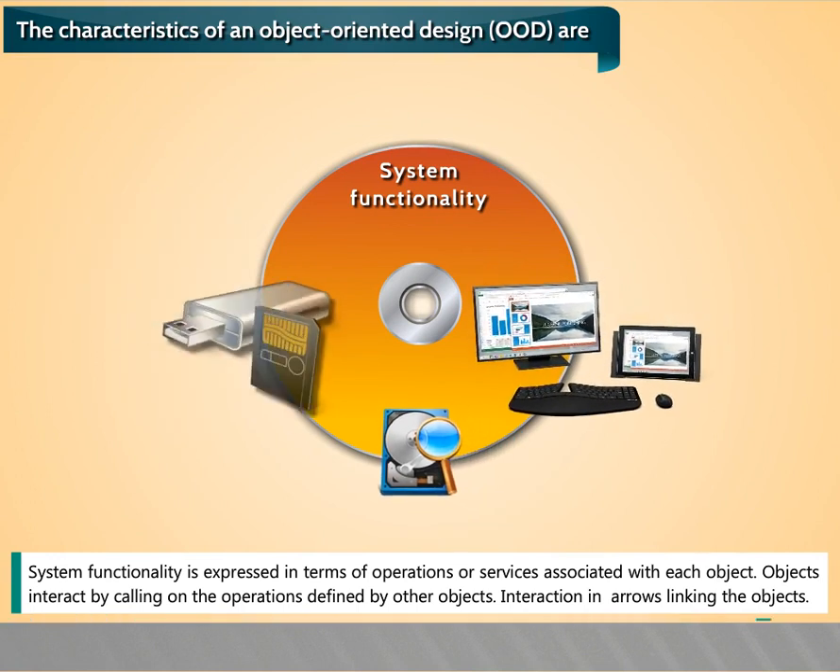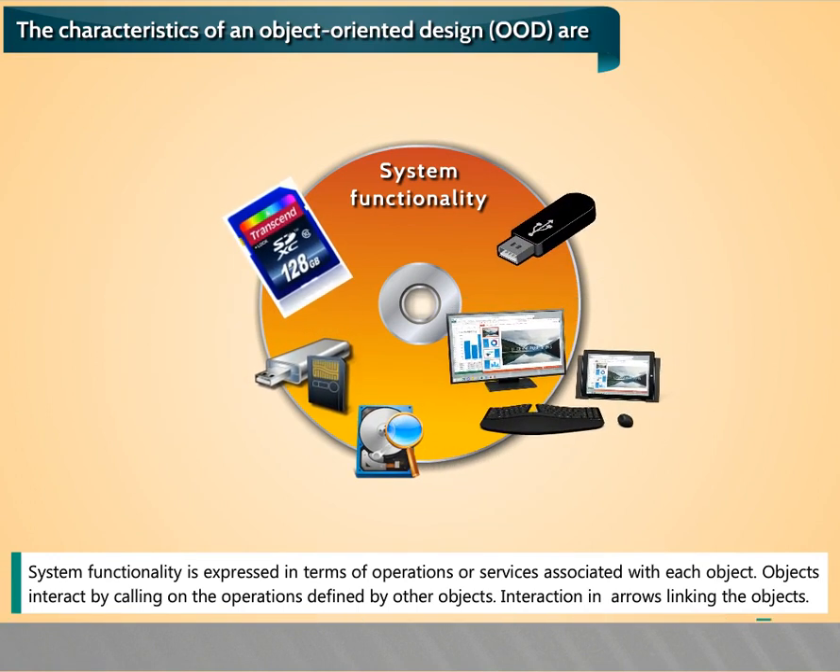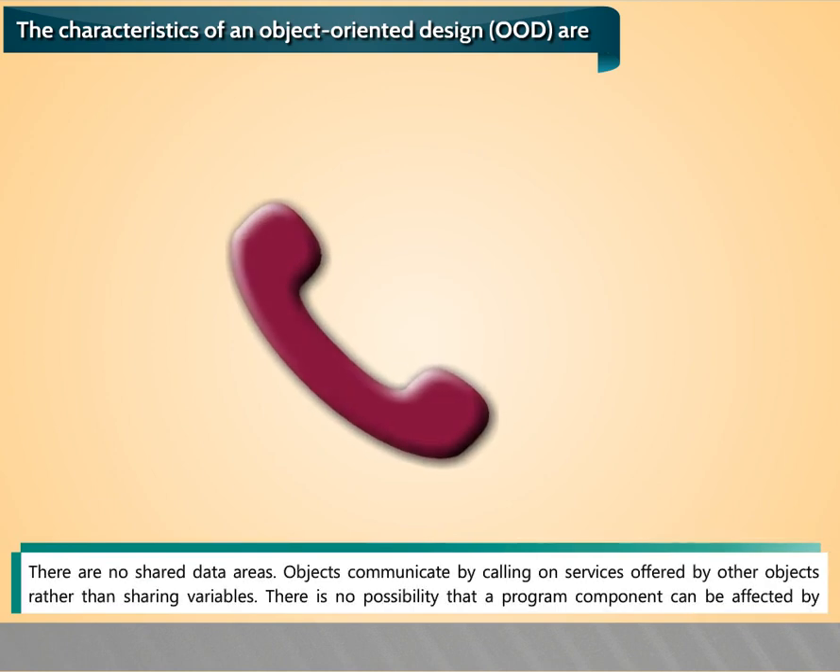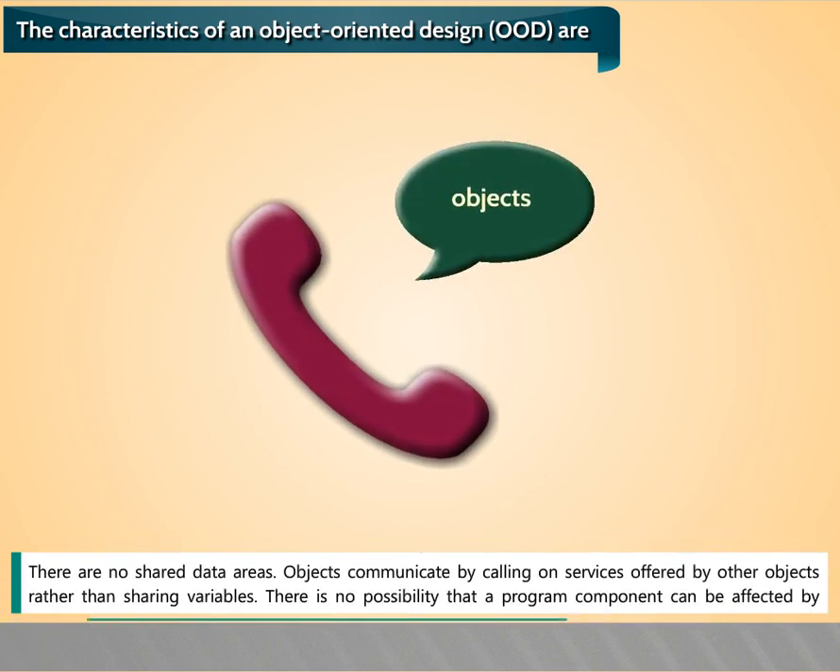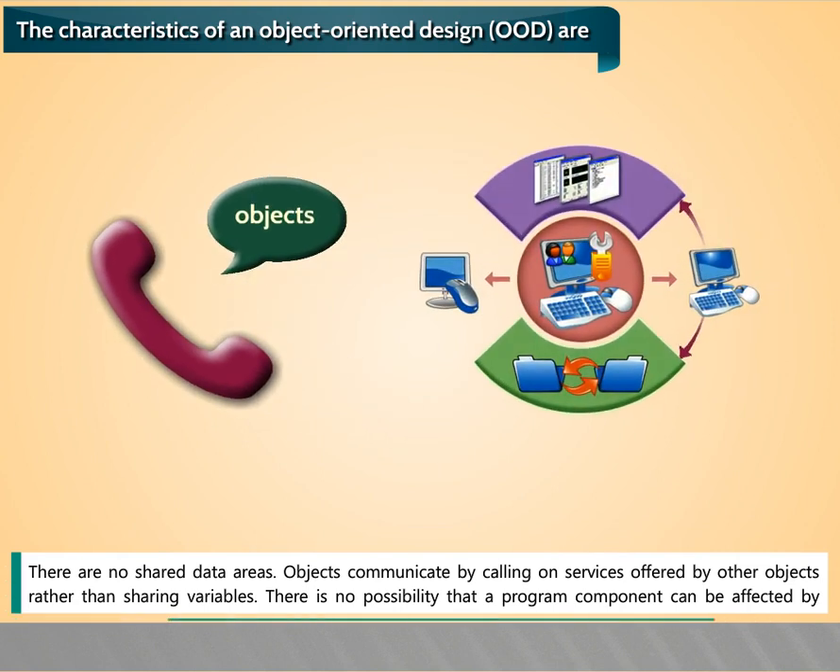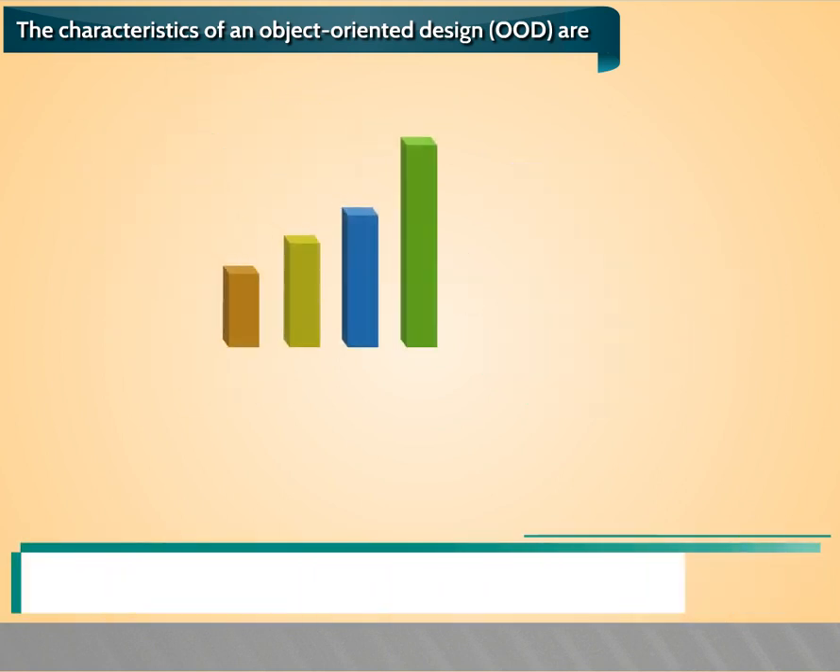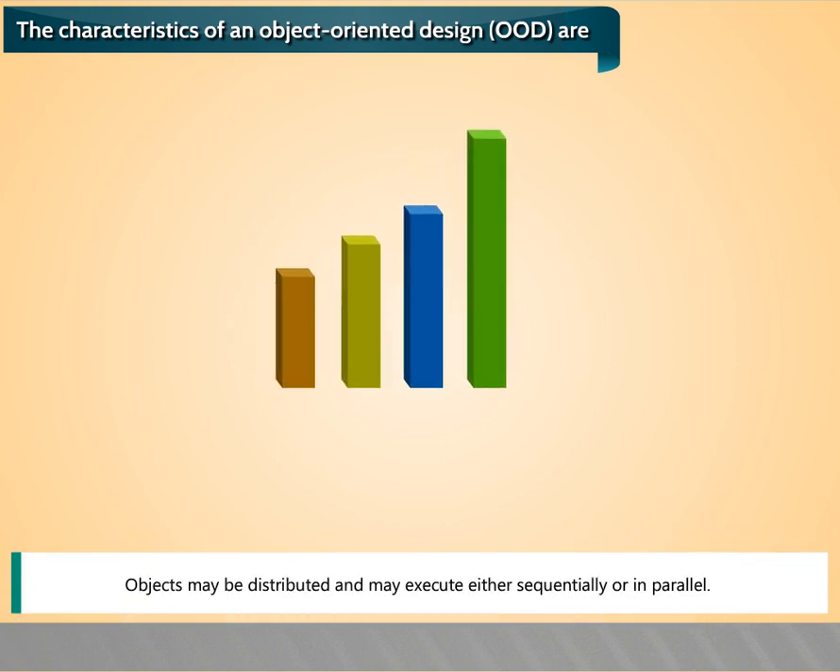System functionality is expressed in terms of operations or services associated with each object. Objects interact by calling on the operations defined by other objects. Interaction is shown by arrows linking the objects. There are no shared data areas. Objects communicate by calling on services offered by other objects rather than sharing variables. There is no possibility that a program component can be affected by modifications to shared information. Changes are therefore easier to implement. Objects may be distributed and may execute either sequentially or in parallel.